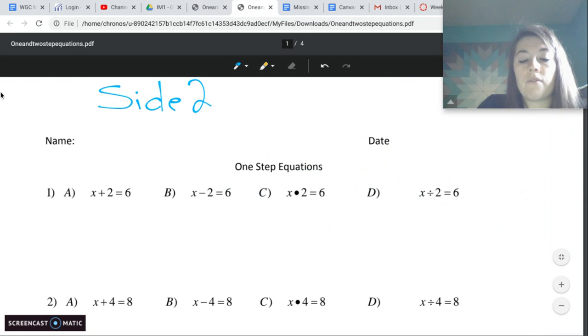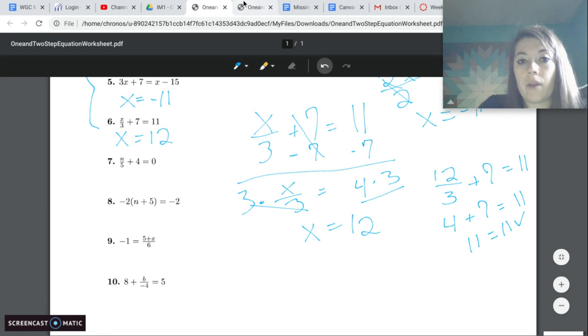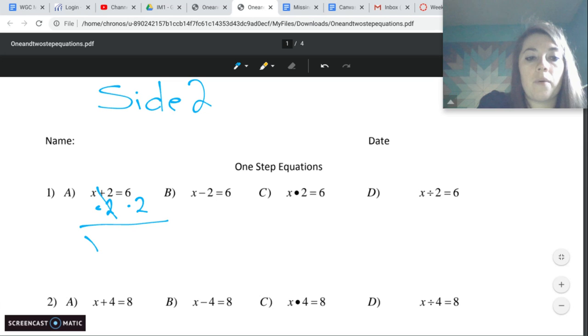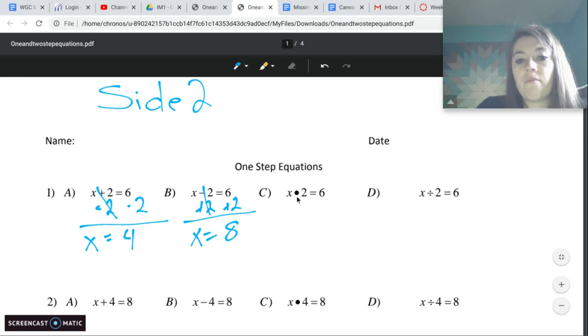All right, the second part of this assignment, we have just simple one-step equations. All of these are one-step equations, while the first side has multi-step equations. Looking at this first row, we have x plus 2 equals 6. How do we move the 2 to the other side? To undo addition, we use subtraction. So we have x equals 4. For B, we have x minus 2 equals 6. How do we undo subtraction? Addition. So we add the 2, and x equals 8.